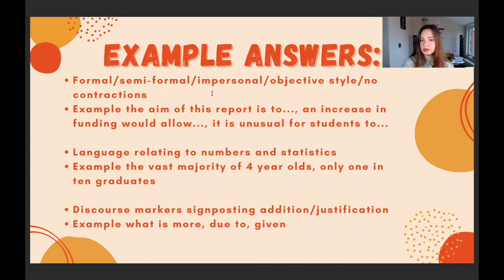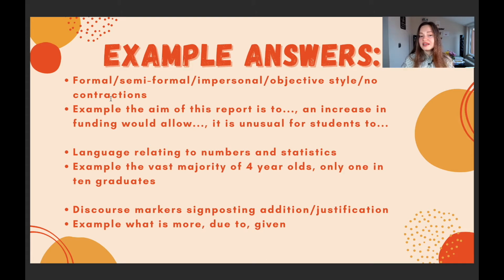First of all, we talk about style. Formal, semi-formal, impersonal, objective style, no contractions. If you choose any of these words, it will be the right answer according to the guidelines. Then, don't forget about the example. The aim of this report is to, an increase in funding would allow, it is unusual for students to do something. You can also mention language relating to numbers and statistics. For example, the vast majority of 4-year-olds, only 1 in 10 graduates.